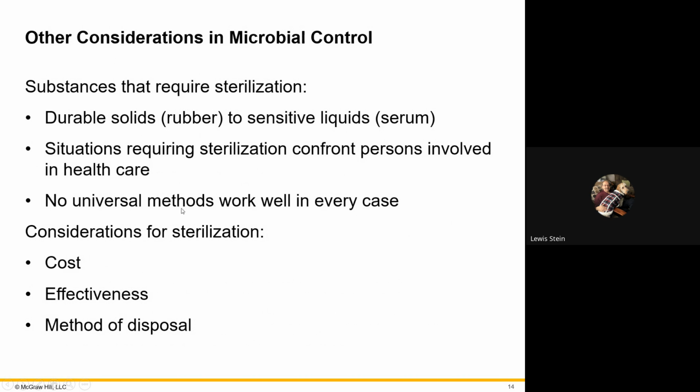There's no universal method. And really, when we think about these things, we think about cost, we think about effectiveness, we think of what happens with some of those agents. How do we dispose of them? Like the poison gas. That poison gas is still poison gas. You have to find a reliable way to get rid of it. I mean, every system is different.